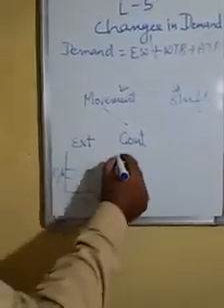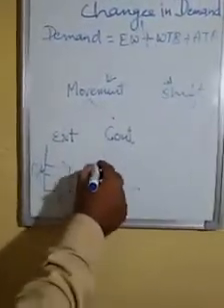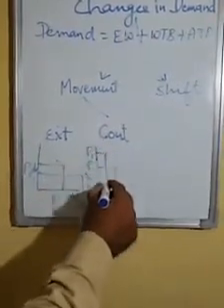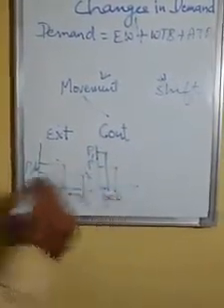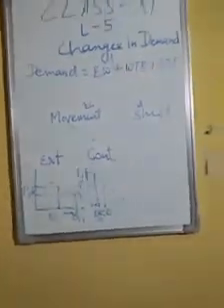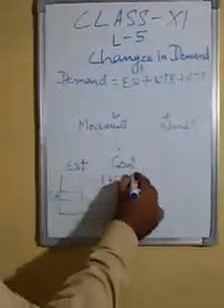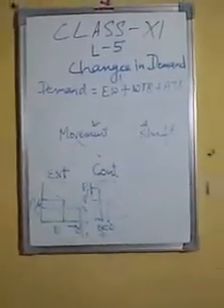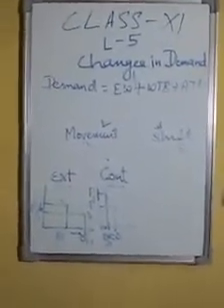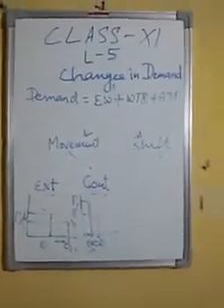Now, what is contraction of demand? Contraction of demand means when price increases and demand goes down, other things remaining the same. This is known as contraction of demand. So basically extension and contraction are the two wings of the movement of demand. They both are related with price.